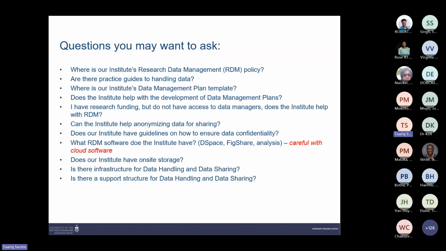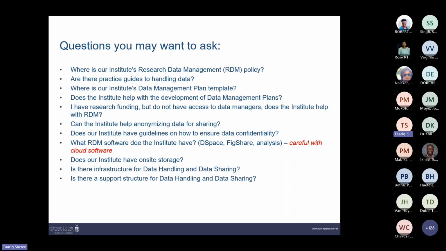Okay, then the next thing is what type of research data management software, whoops, I got a typo there, forgive me. Research data software the institutions have. DSpace is the library system that makes data available. I've mentioned Figshare, which is a repository system which can be connected to multiple institutions. And then analysis of data.